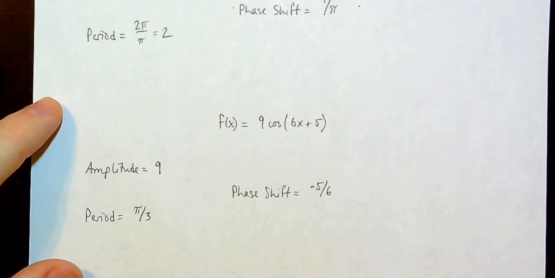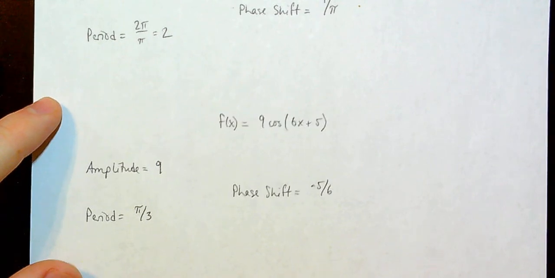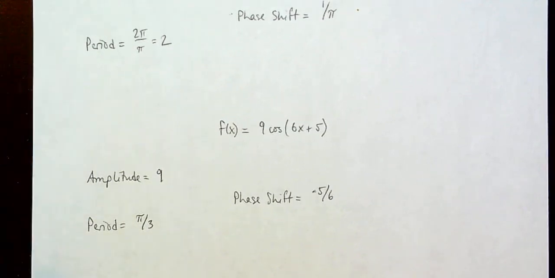And if you had to describe this cosine function, again, it's centered on the x-axis, if you will. It goes up to positive 9 and down to negative 9. It's going to go through a cycle of all its values over an interval of length pi over 3. And those cycles are going to begin at x equals minus 5/6.